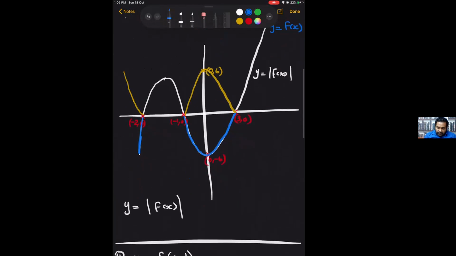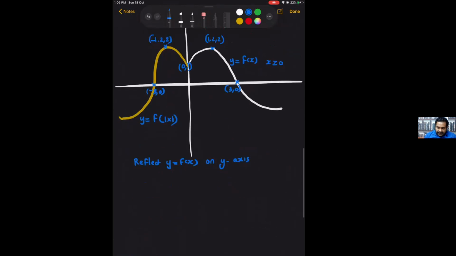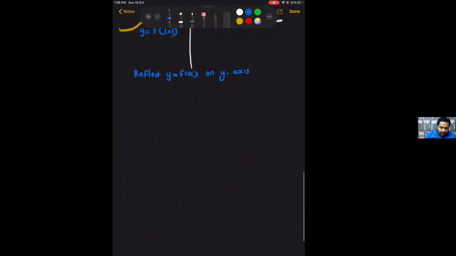Okay, so if we want to find y is equal to modulus of f of x, reflect y is equal to f of x on the x-axis. On the x-axis. No value of y is negative. Okay, no value of y is negative. So that is a speciality of this concept. Anyway, we will do some example.